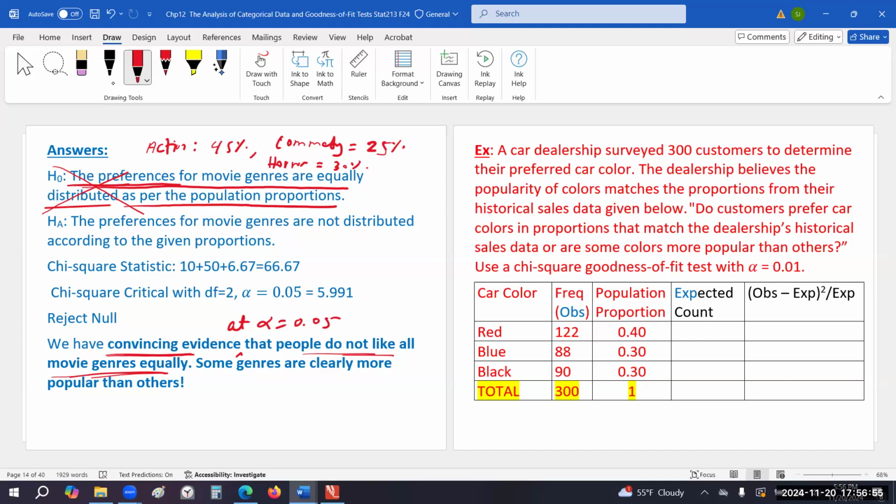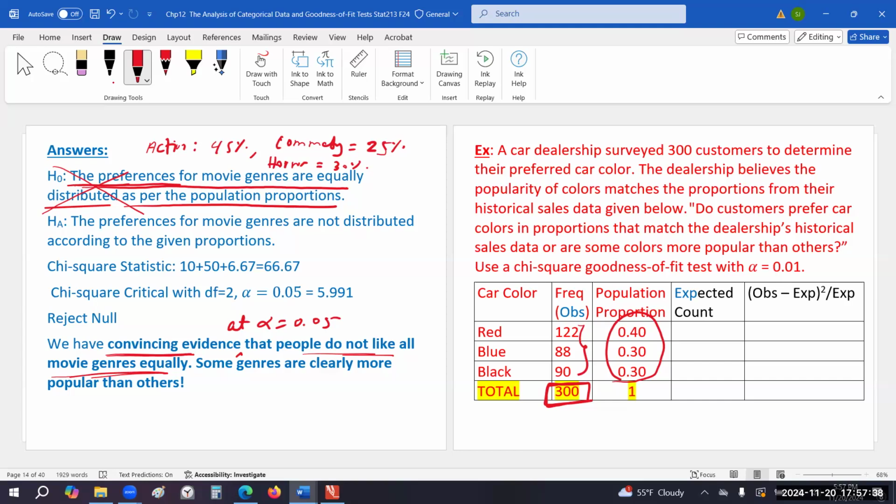So here we are finding the same thing as before. Based on the population proportion, do we have significant evidence that the population proportion is what is given to us? In other words, do people like all the colors evenly, or do they like one color more than another color? So we do the same thing. We see how many we have in our sample. If you add all of these, you're going to have 300 people.